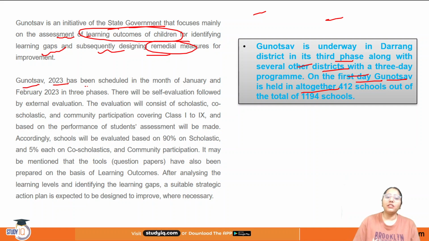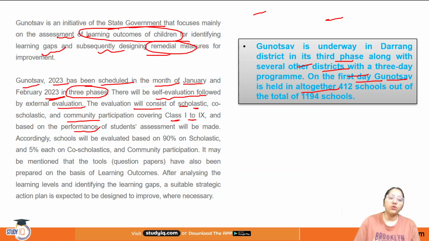Gunotsav 2023 has been scheduled in the months of January and February 2023 in 3 phases. There will be self-evaluation which is followed by the external evaluation. The evaluation will consist of scholastic, co-scholastic and community participation, cover classes 1 to 9, and it will be based on the performance of students. It will be based on the performance of different students and then the assessment will be made.